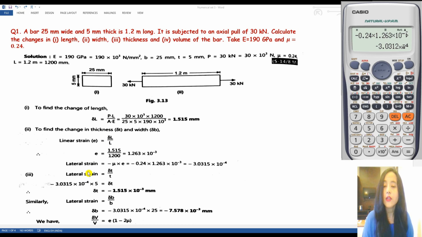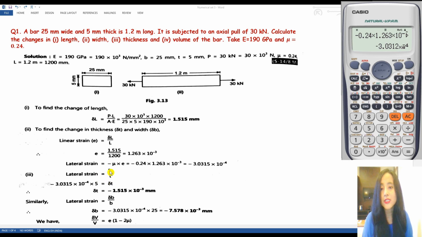Now what is actual lateral strain? Lateral strain is equal to change in B by its original width, or change in its thickness by original thickness. So if we first find the change in thickness, lateral strain is equal to change in thickness by its original thickness. And how much lateral strain did we get? We got this lateral strain, right? So put the value of this lateral strain here, equal to del T by T. How much is T given? Original thickness is given equal to 5 mm. So here we put the value of 5.